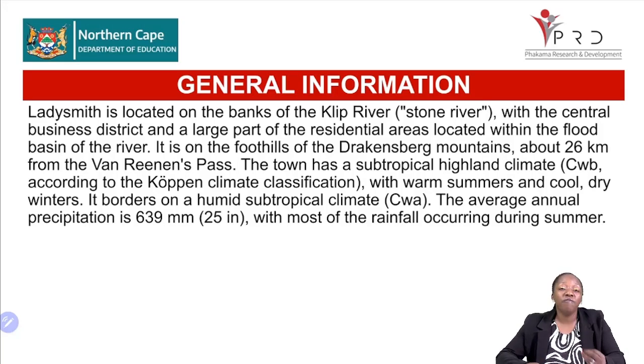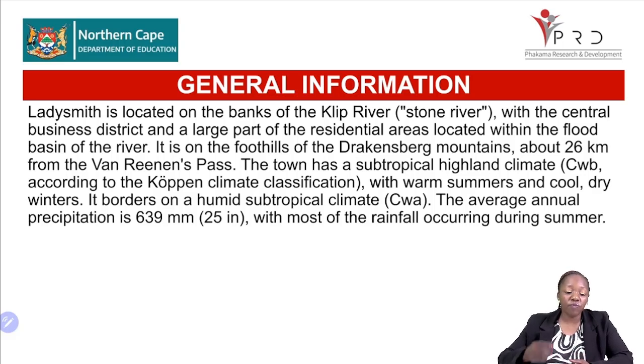Sometimes it will be your first time hearing about the area, so you know nothing about that area. So that general information will come in handy so that you can get a clear view of the area. If we go through our general information, it's saying Ladysmith is located on the banks of the Klip River, which is the Stone River. So now you have the idea that in this Ladysmith, there is a river.